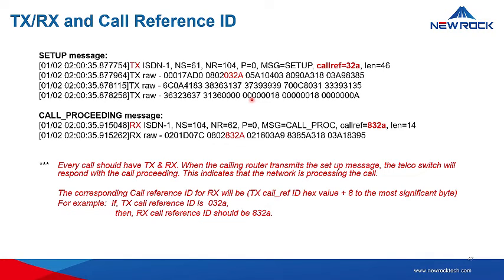So there is the transmit and the receive call reference ID. Here, the setup sends a transmit. The setup message goes to the telco switch, then it responds with a call proceeding message, which indicates that the network is processing the call. So here, TX is 032A, then just add 8 to the most significant byte. That is the RX reference ID, so it is the same, 32A, which refers to the receive for the call proceeding message.